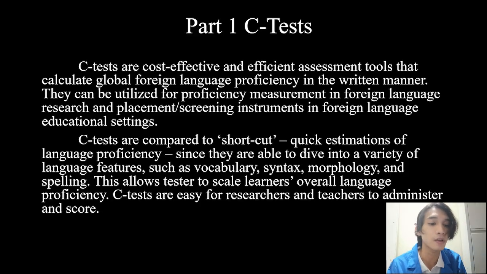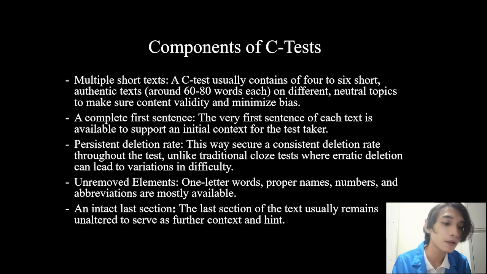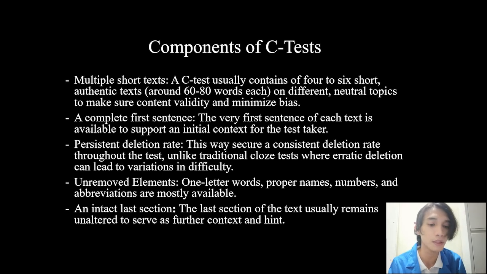These are components of C-test. Multiple short texts. A C-test usually contains 4 to 6 short authentic texts, around 60-80 words each, on different neutral topics to ensure content validity and minimize bias. Then the second, a complete first sentence. The very first sentence of each text is available to support an initial context for the test taker.